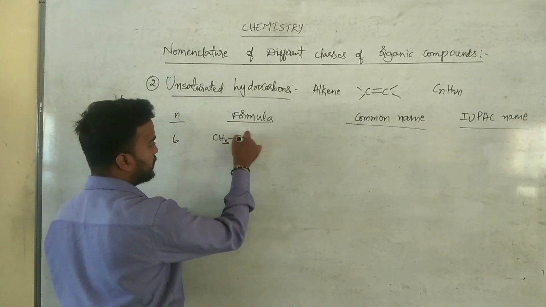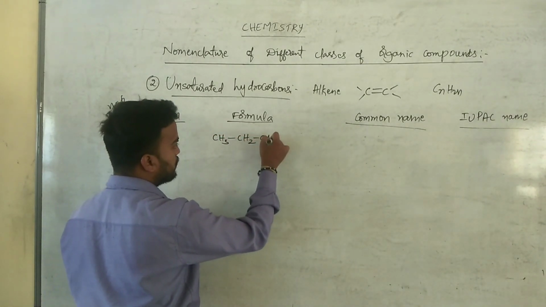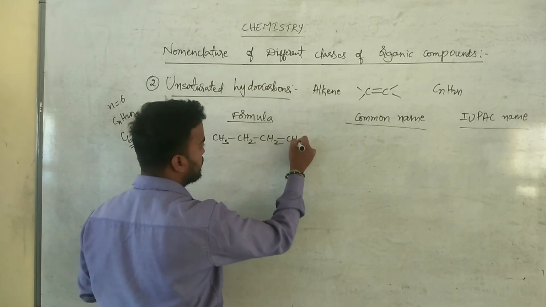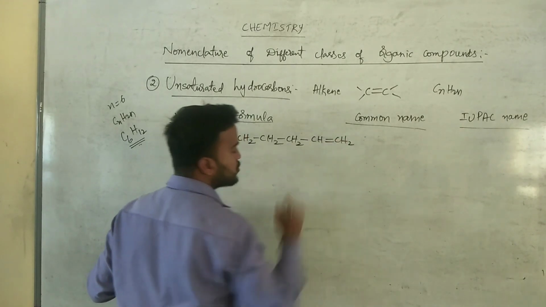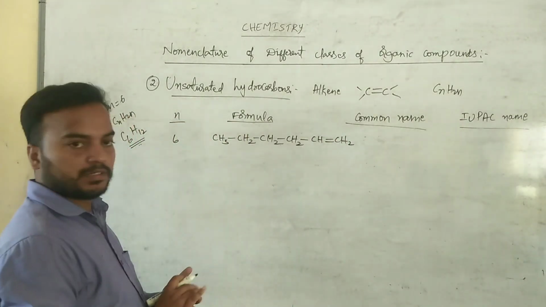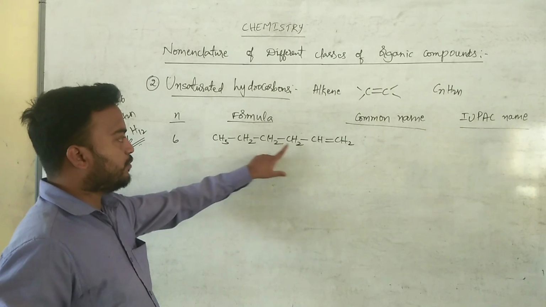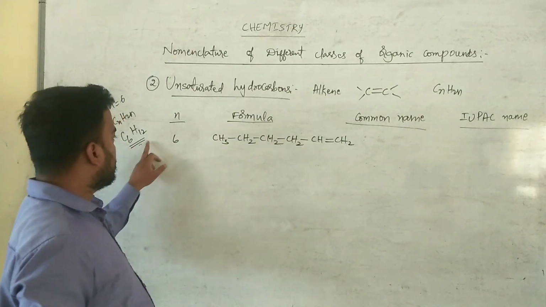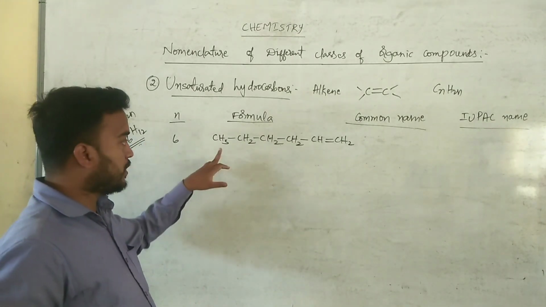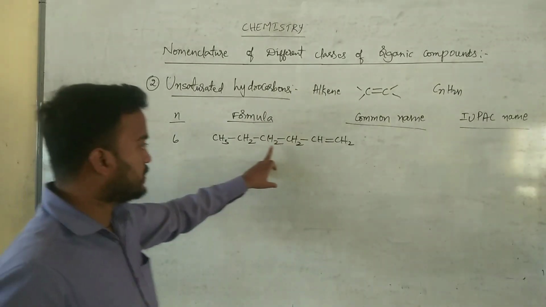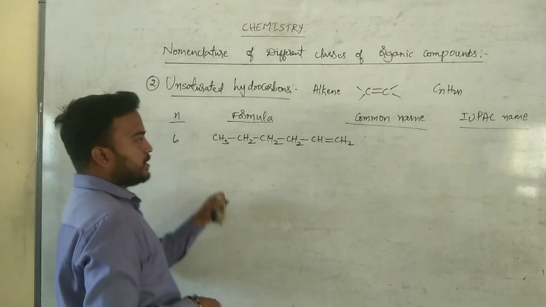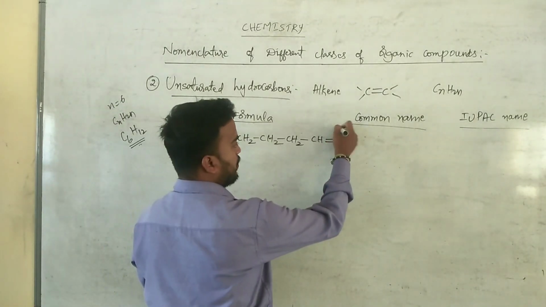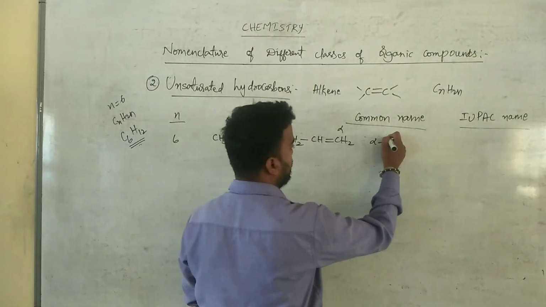CH3, CH2, CH2, CH2, CH double bond CH2. 1, 2, 3, 4, 5, 6 carbon atoms. So 12 hydrogens should be there: 3 plus 2 is 5, 7, 9, 10, 12. So what is the common name? Alpha. So alpha hexylene.